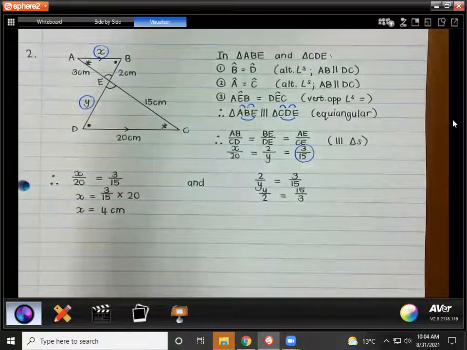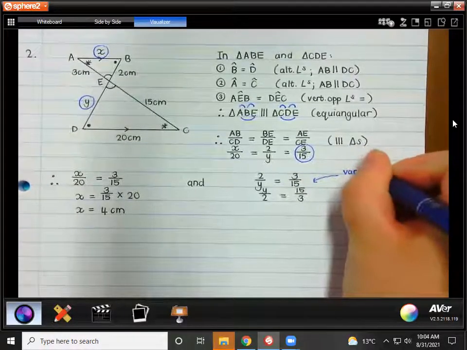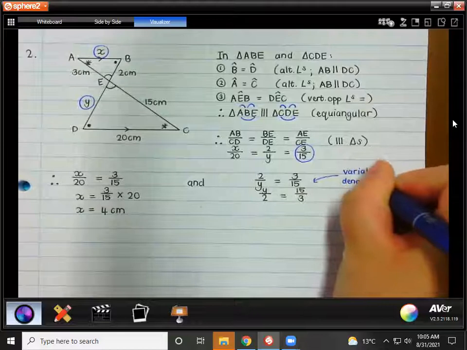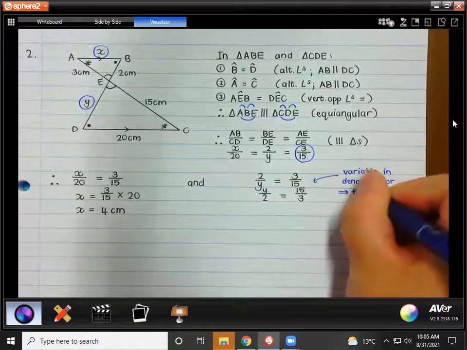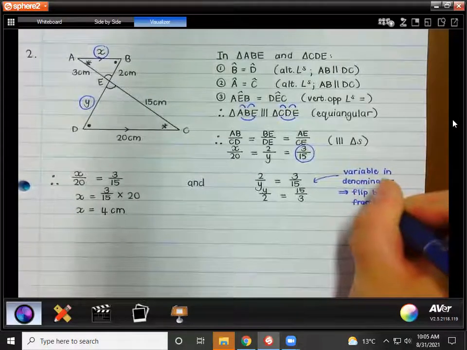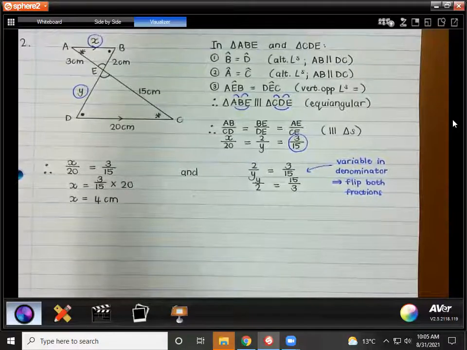So I'm going to write here on the side: variable in denominator, then flip both fractions. You're not changing anything in the fractions. You're not doing anything with the exponents or anything. You literally had 2 over y, you flip it around, it becomes y over 2. And you had 3 over 15, you flip that around, it becomes 15 over 3.